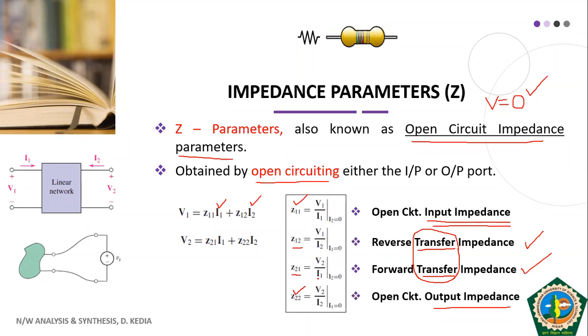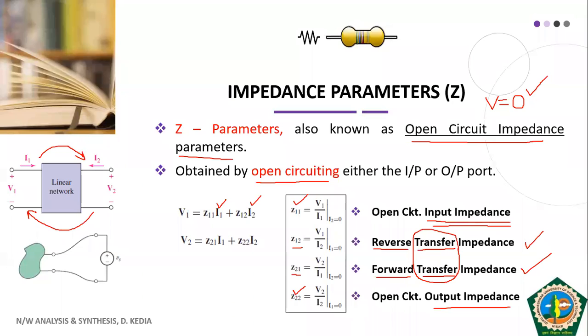Because we have Z12 and Z21, we call them reverse and forward transfer impedance respectively. As I told you yesterday, from 1 to 2 is called reverse transfer impedance, and from 2 to 1 it is called forward transfer impedance. So this is all about your impedance parameters.